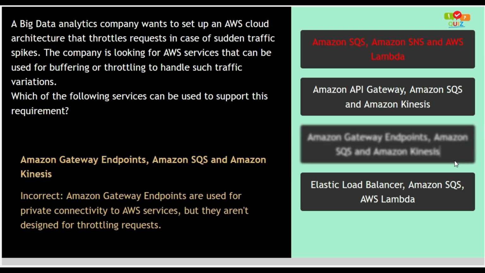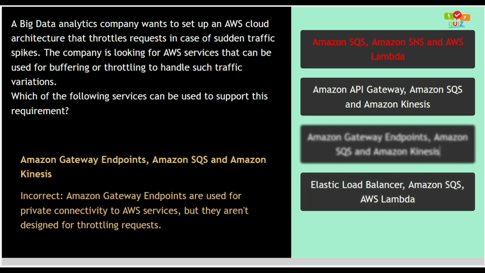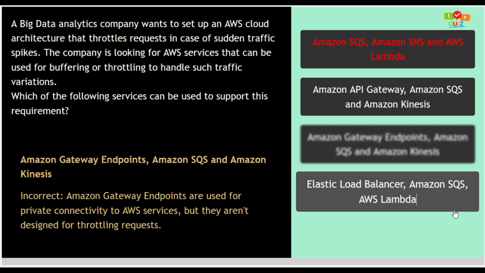Option 3, Amazon Gateway Endpoints, Amazon SQS, and Amazon Kinesis. This option is also incorrect because Amazon Gateway Endpoints are used for private connectivity to AWS services, but they aren't designed for throttling requests. So option number 3 is also the wrong answer.